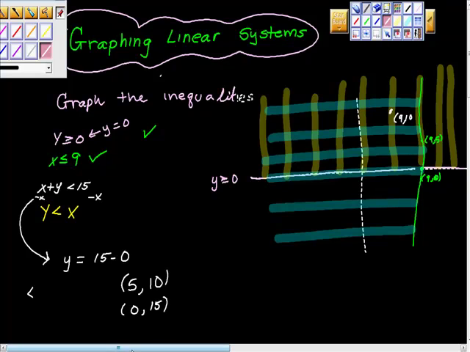Choose any x value you want. Remember, you choose the x value, and then you have to plug that in and see what the y value that goes with it is. So I have the point (0, 15). Here x is 0. 15 might be up here, right?